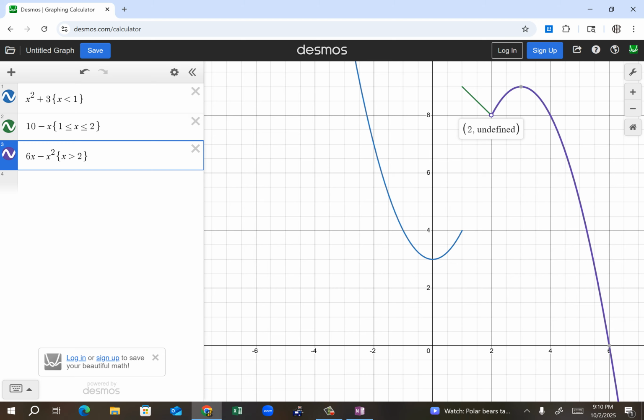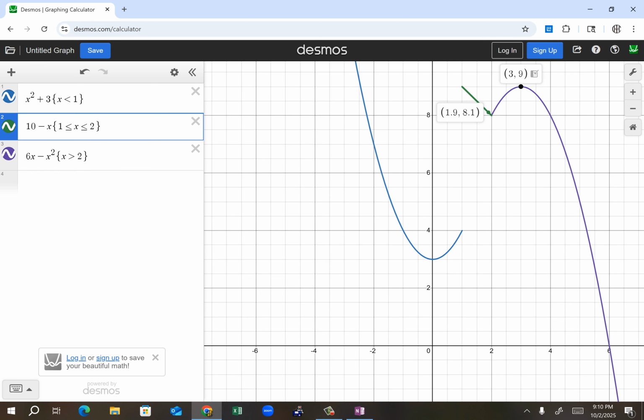Oh, it's undefined. Listen. Okay, let me back the train up here, friends. Is it undefined? Yeah, it's undefined. However, coming from this side, undefined. Coming from this side, it's 8, yes? But the limit is 8 because on both sides we are approaching 8, yes?